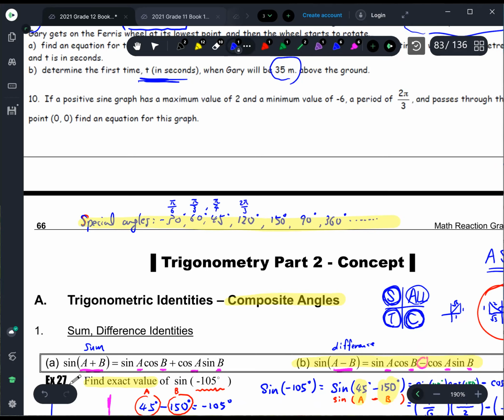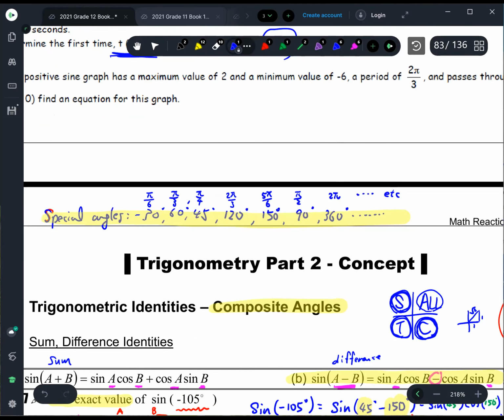If it's over 3, you know it has a reference angle. That's special. 150 degrees will be 5 pi over 6, because it has 5 times the 30 degrees. Pi over 2 for 90, 2 pi. Those things are special. Anything that's over 6, over 3, over 2, over 4, then you can use it as your combination.